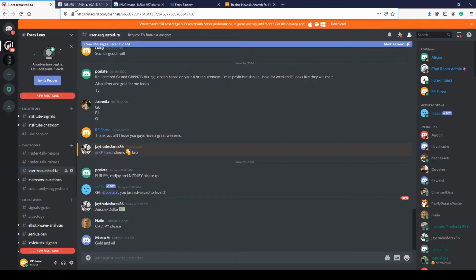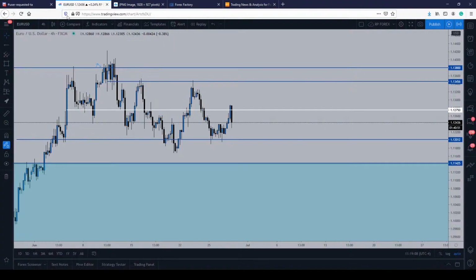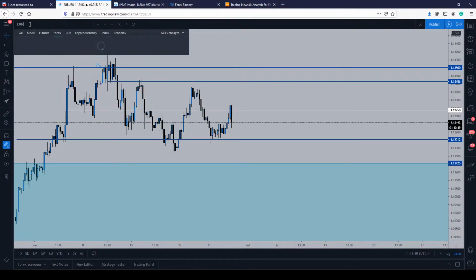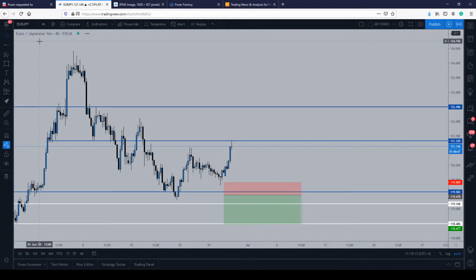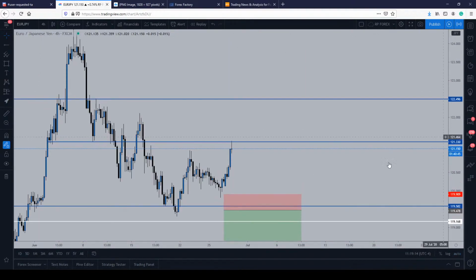Perfect. So let's get to these pair recommendations. Euro yen. Let's take a look at some minors, because majors might just consolidate. So wherever euro dollar goes, euro yen will go. We already know that, but let's take a look.